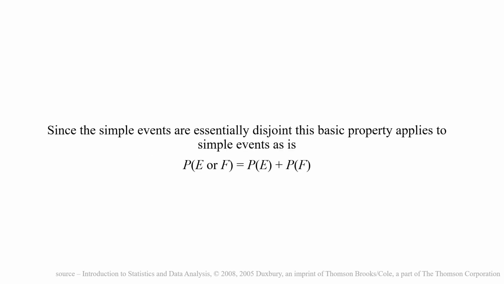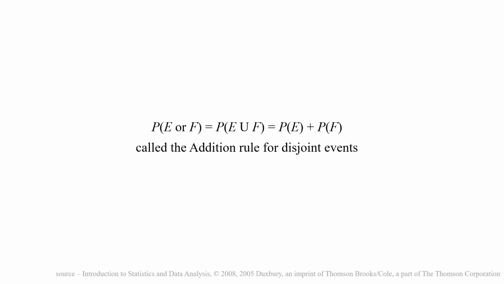Note, since the simple events are essentially disjoint, this basic property applies to the simple events as is. For disjoint events E and F, probability of E or F, which equals probability of E union F, that equals probability of E plus probability of F, is called the addition rule for disjoint events.